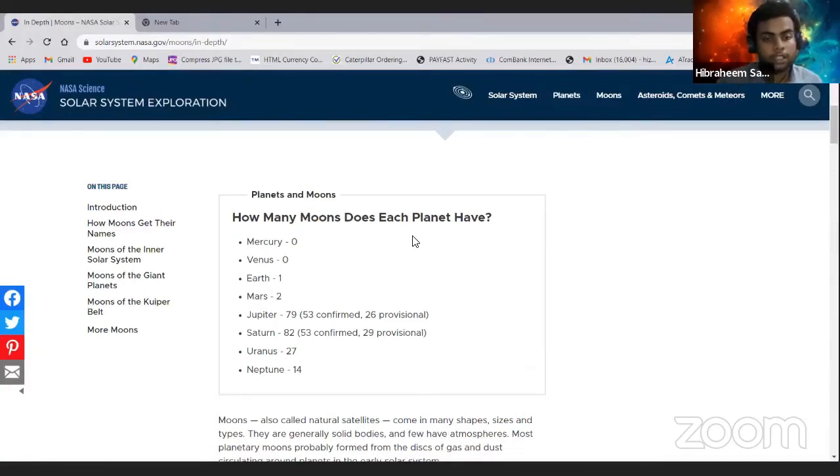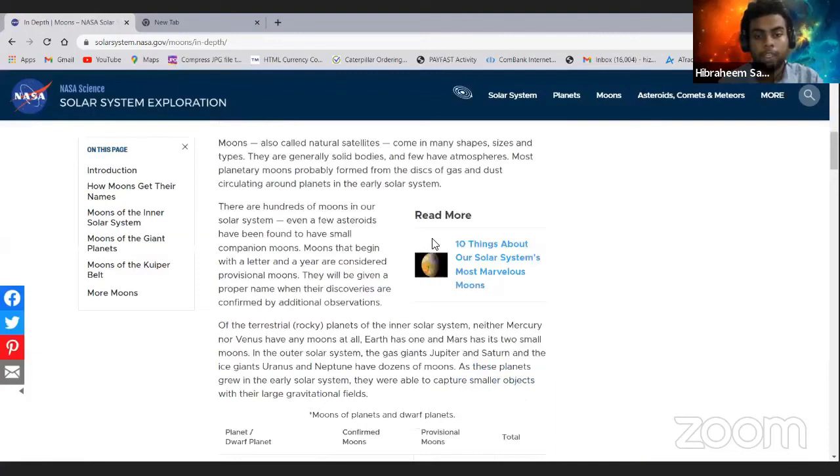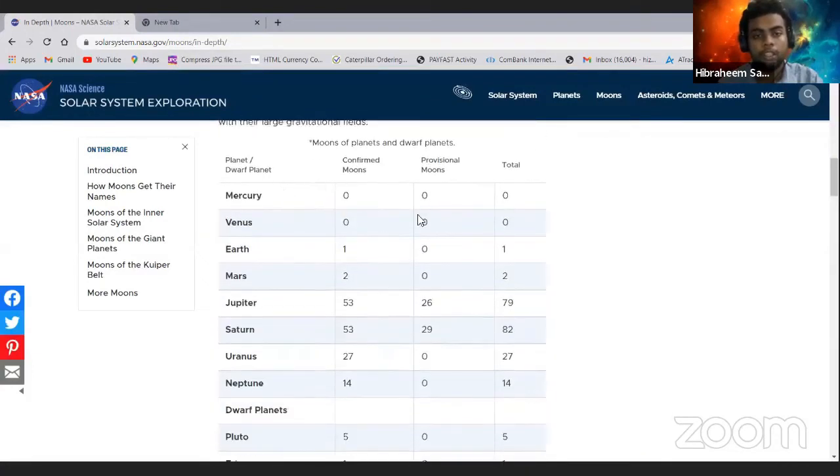So next we have Saturn. Saturn has 82 satellites of its own, whereas 53 are confirmed, just like Jupiter, and 29 are provisional, in the sense which is not yet confirmed. Uranus has 27, Neptune has 40. Now I'll show you what it basically means. Here they are just showing you the total.